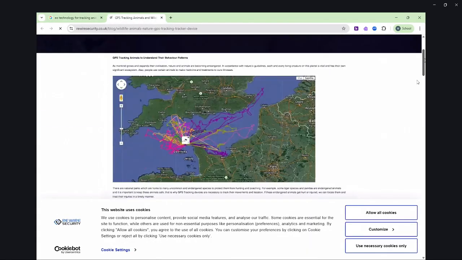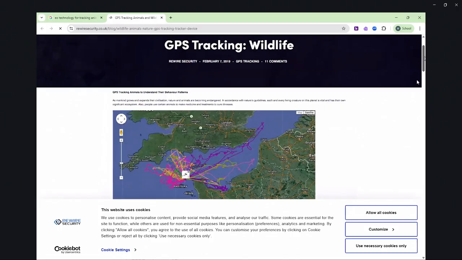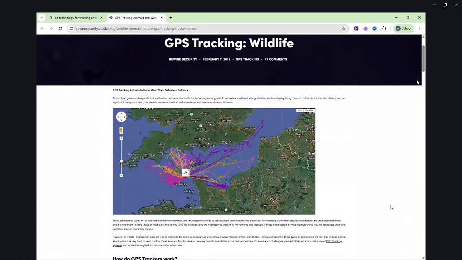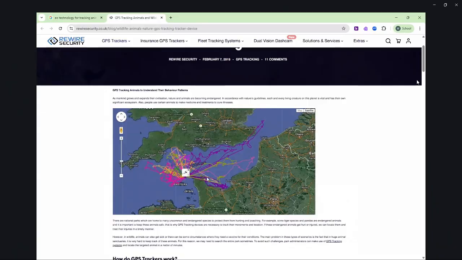Okay, so it says here, as mankind grows and expands their civilization, nature and animals are becoming endangered. In accordance with nature's guidelines, each and every living creature on this planet is vital and has their own significant ecosystem. Also, people use certain animals to make medicine and treatments to cure illnesses. In this particular picture, you can see that they're tracking, I believe, birds.